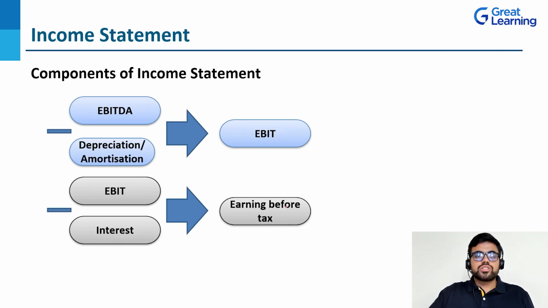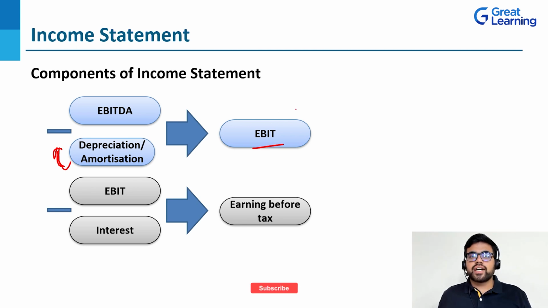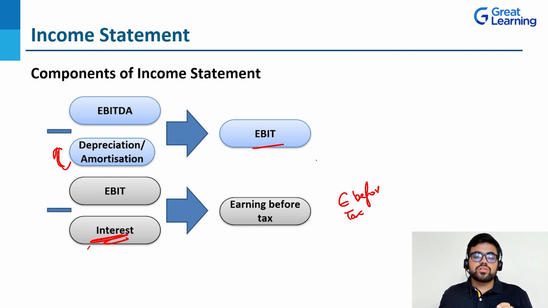Now in EBITDA, if you subtract the depreciation and amortization value, you will get EBIT, earnings before interest and taxation. From that, you subtract the interest part of it, then you will get earnings before tax. This is a major component when it comes to knowing how the company is performing, because tax would be almost the same over the years depending on the revenue and other factors, also government policies. But the main purpose of analyzing an income statement would be earnings before tax, because it would give you a clear picture of how the company is performing.